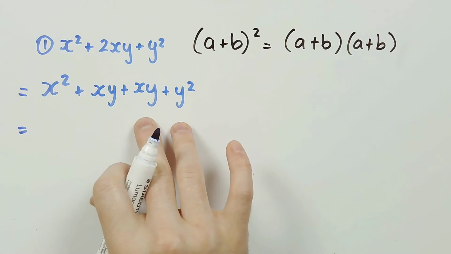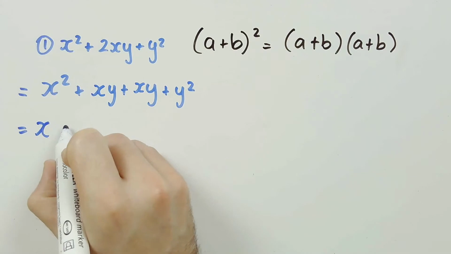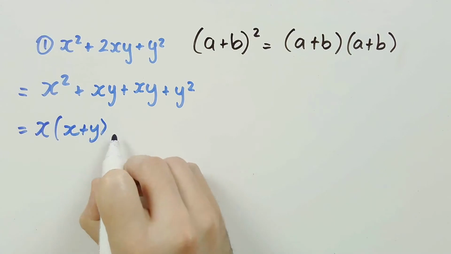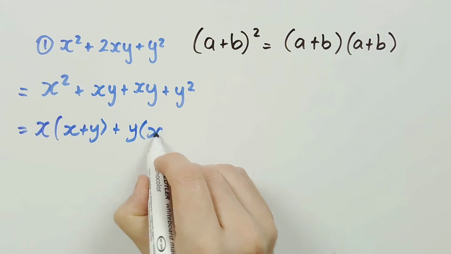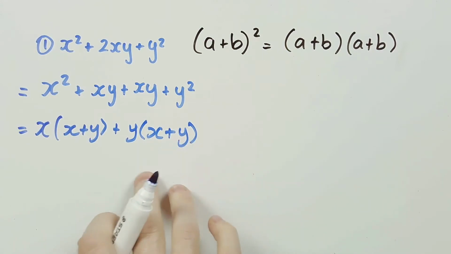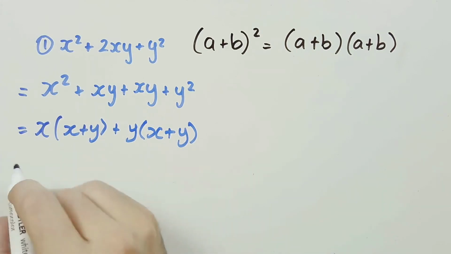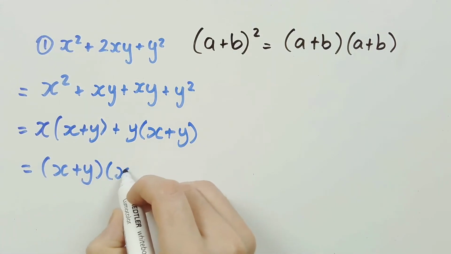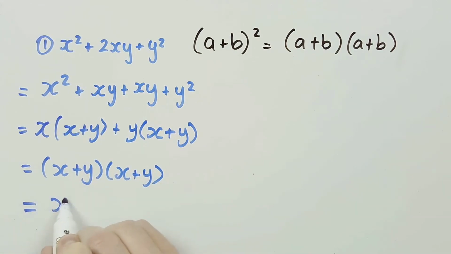Let's group them into 2 lots, and let's take a common factor out of the first. So here we can take an x out, and that leaves us with x plus y. And similarly, we can take a y out of the second set of brackets, which leaves us with x plus y. And then, as you would have seen previously, by taking the common set of brackets out of this equation, we're left with x plus y multiplied by x plus y, which of course gives us our x plus y all squared.